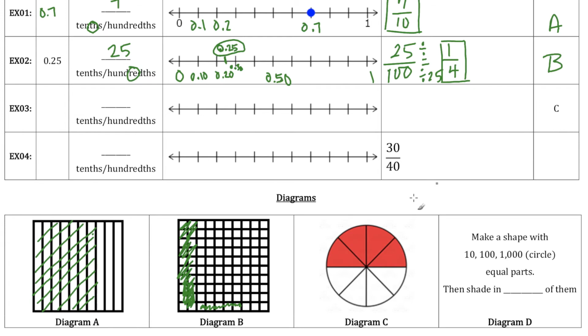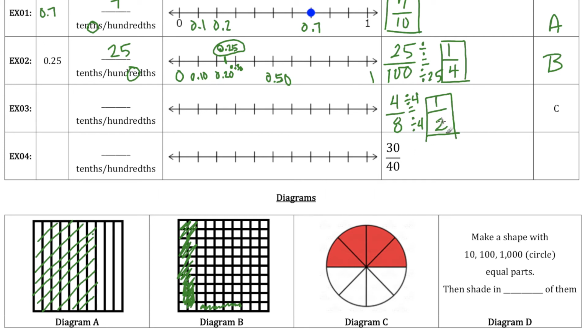So diagram C, 1, 2, 3, 4 out of 5, 6, 7, 8. So that's 4 out of 8, which is different, but we still need to reduce it. So we can take out a 4 from 4 and 4 from 8. So 4 divided by 4 is 1. 8 divided by 4 is 2. Cannot reduce anymore. I get half.